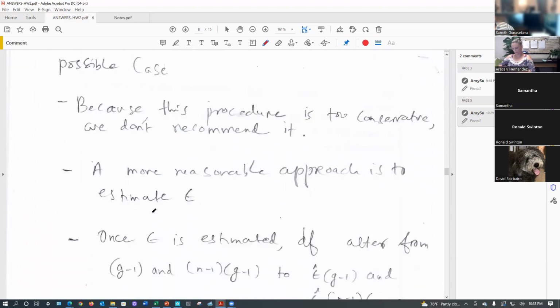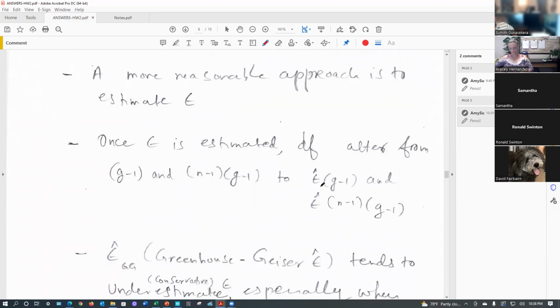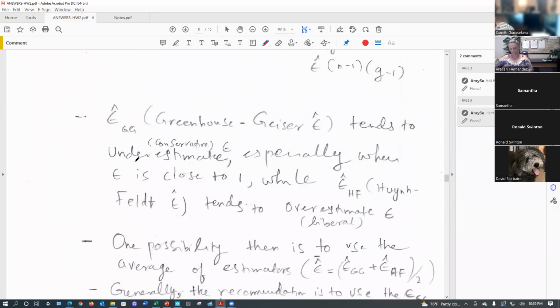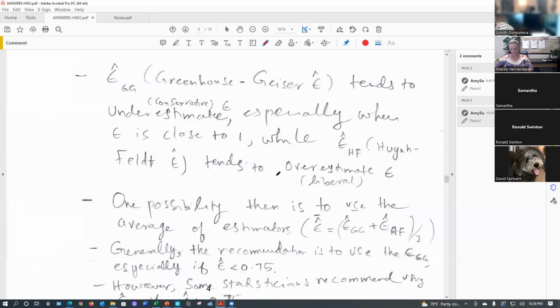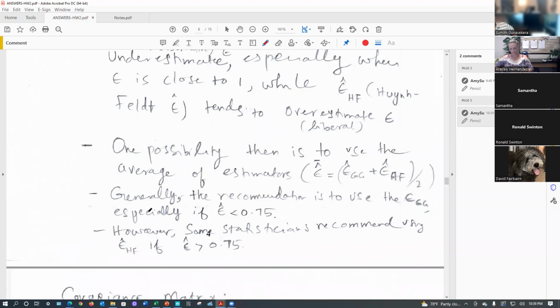The more reasonable approach is to estimate epsilon. Once epsilon is estimated, the degrees of freedom are going to alter from this to that, multiplied by epsilon hat. And as I said earlier, the Greenhouse-Geisser epsilon tends to underestimate, which means it is conservative, especially when epsilon goes to 1, while Huynh-Feldt tends to overestimate, which is more liberal. One possibility then is to use the average of both estimates. Generally, the recommendation is to use the Greenhouse-Geisser, especially if epsilon hat is less than 0.75. If it's more than 0.75, you use the Huynh-Feldt one. That's the cutoff value.